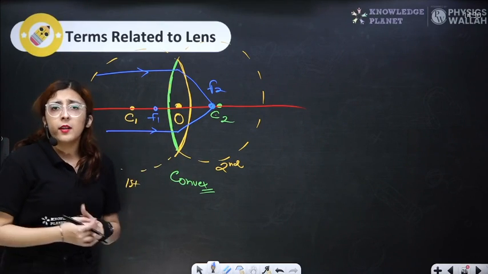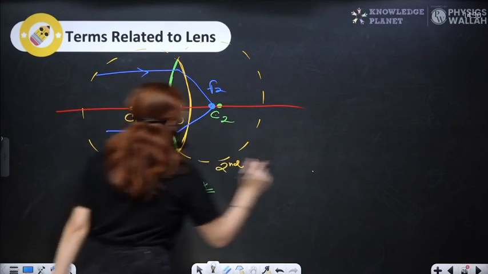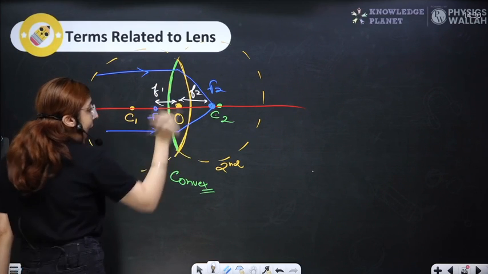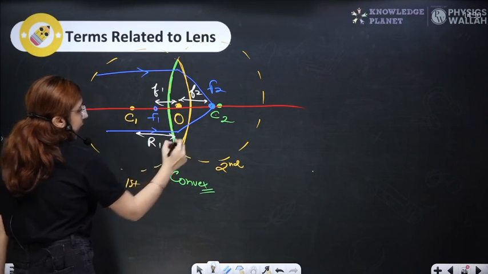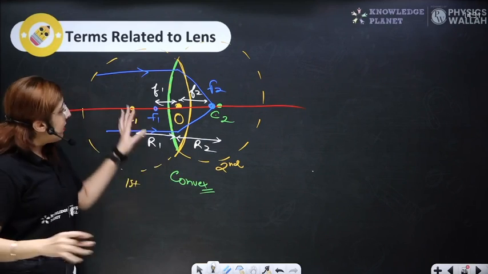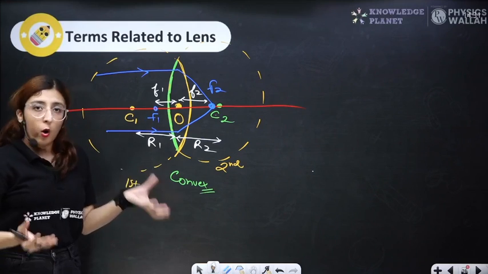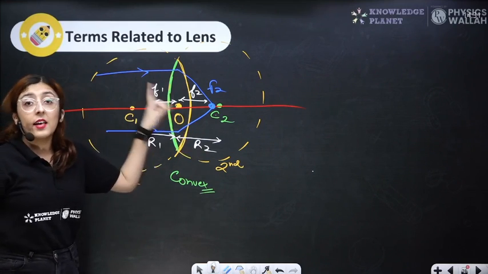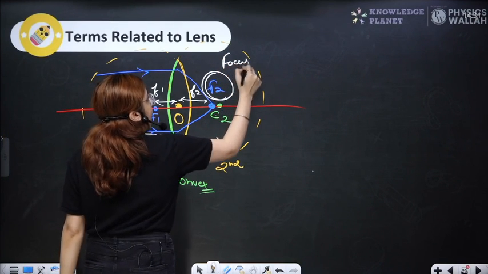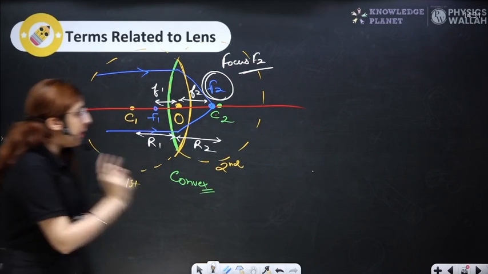Moreover you can say yes, there will be 2 focal lengths. Let me mark them also. Focal length 1, focal length 2, and 2 radii of curvature. Radii of curvature 1, radii of curvature 2. Everything is remaining the same, only thing is 2 now we have. The focus that is given importance here is focus 2.